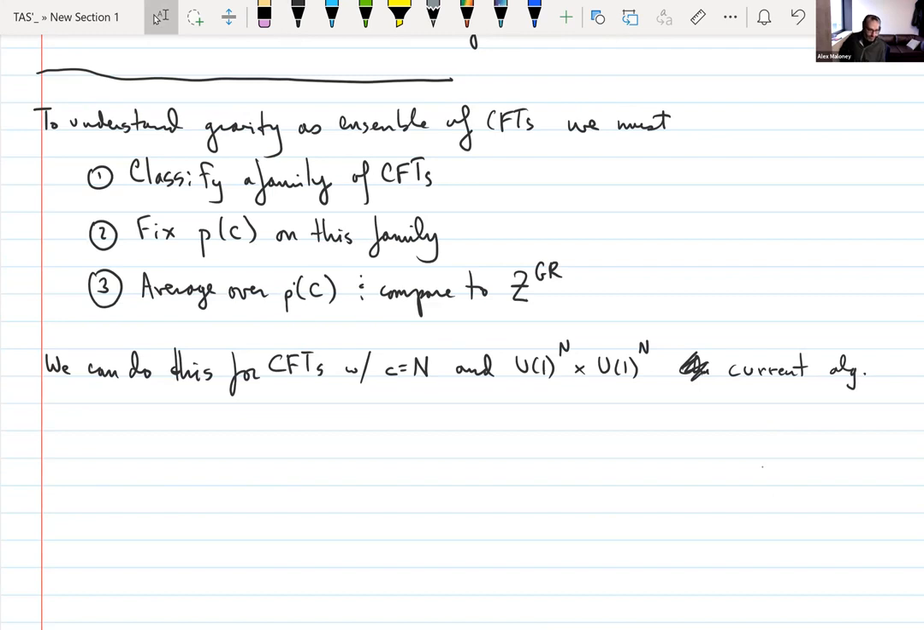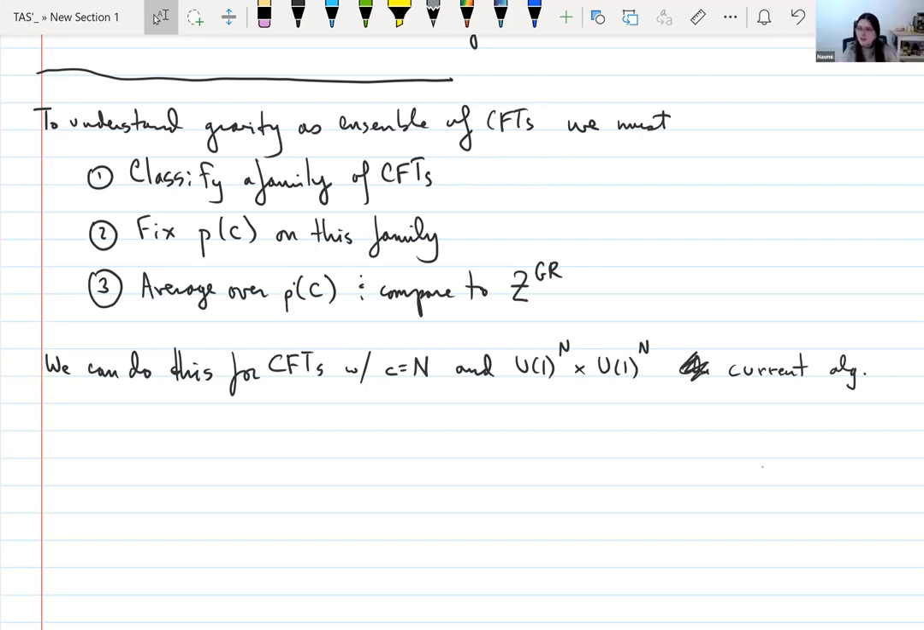Okay, thanks. It turns out that the family of conformal field theories with this current algebra and central charge is known. It is finite dimensional, and it's something that you can describe completely explicitly. It turns out that there is, in a sense, a unique natural probability distribution on the space of CFTs. And perhaps most remarkably, it turns out that there's a beautiful mathematical theory that allows us to average whatever we want over this space of CFTs.